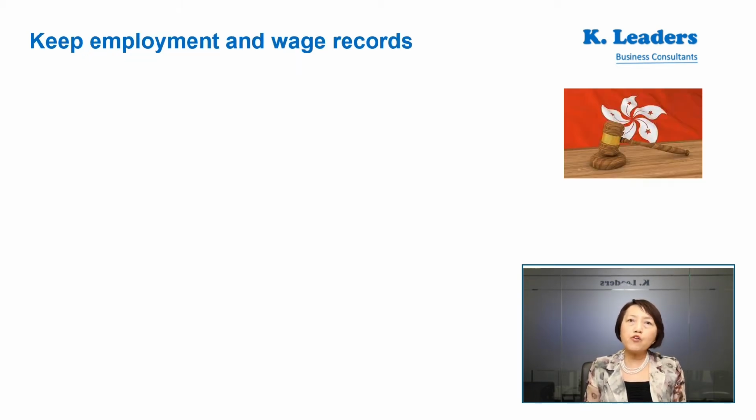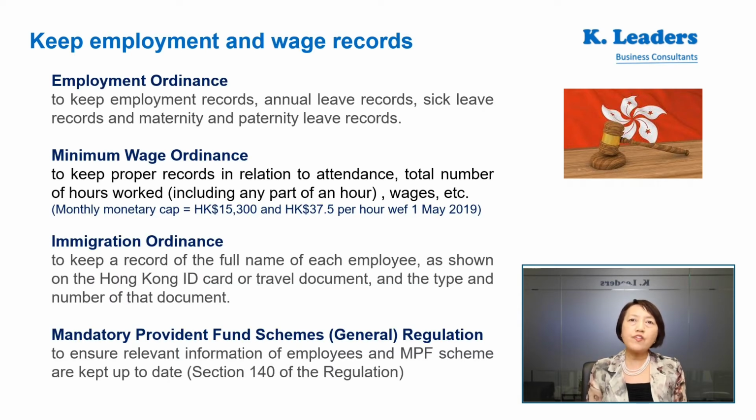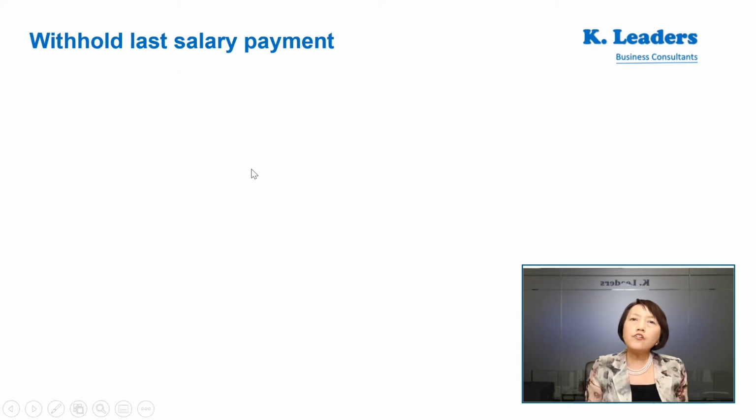Other than the general requirements to keep books and records for 7 years according to the Companies Ordinance and Inland Revenue Ordinance, on the screen you can also see the other legislation requiring employers to keep records for its employees. Hong Kong does not have withholding requirement when making payroll payment, except that the employer has the obligation to deduct from salary the amount representing the employee's contribution to MPF.